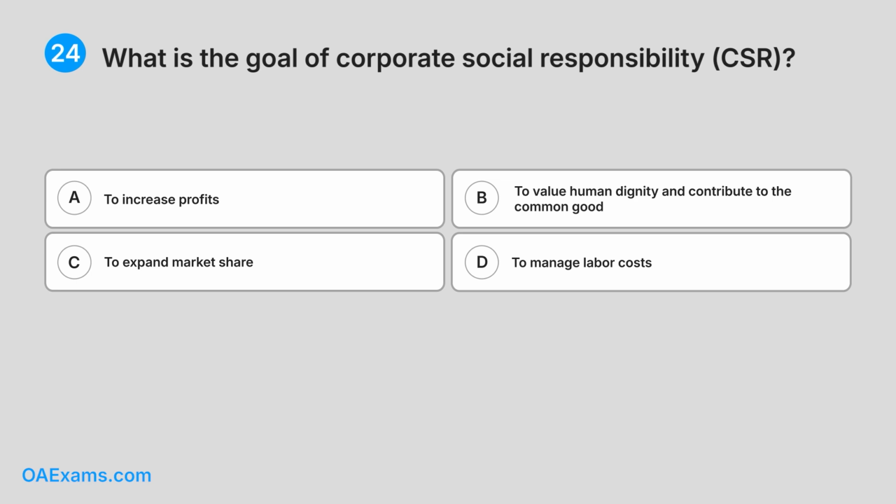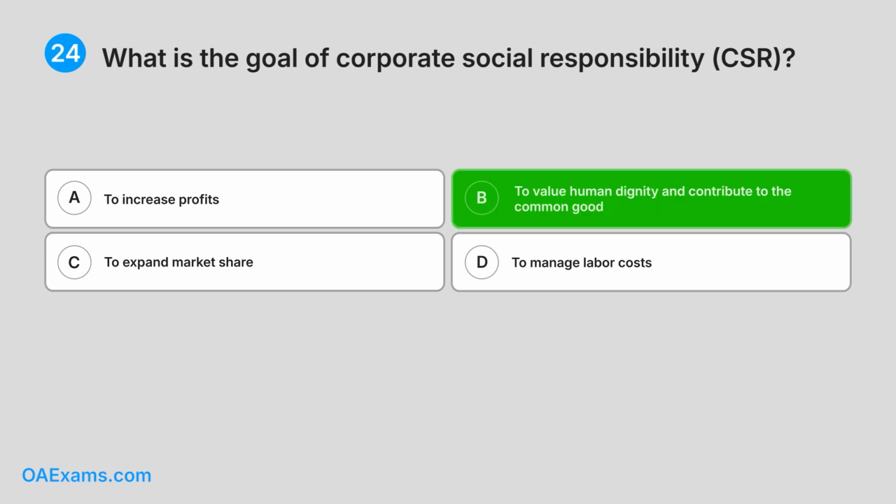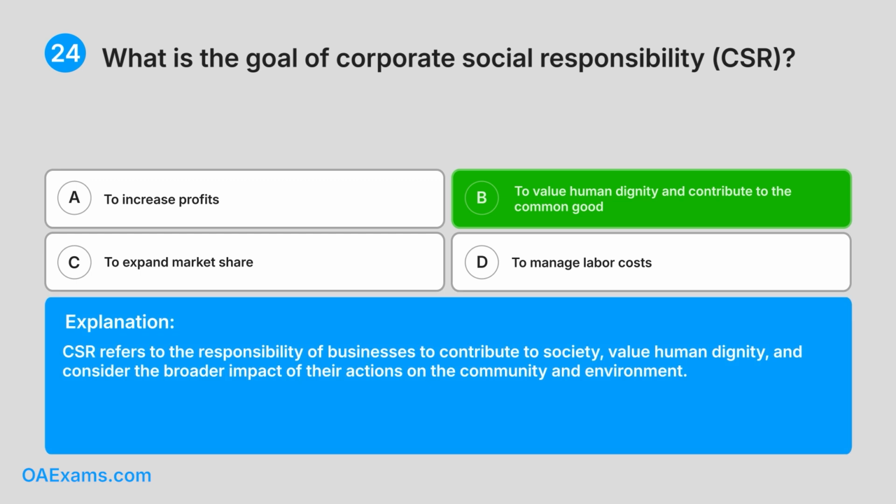Correct answer. B. To value human dignity and contribute to the common good. Explanation. CSR refers to the responsibility of businesses to contribute to society, value human dignity, and consider the broader impact of their actions on the community and environment.